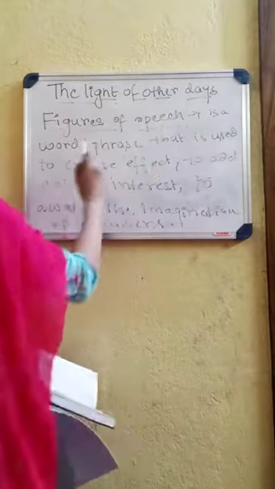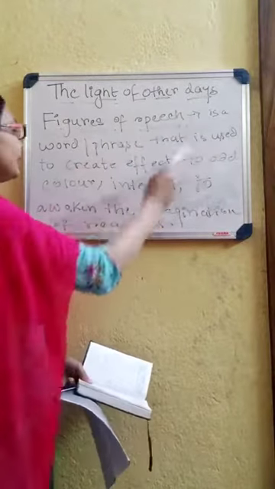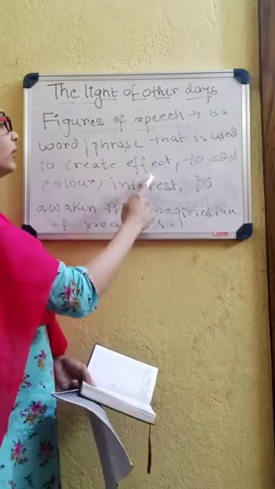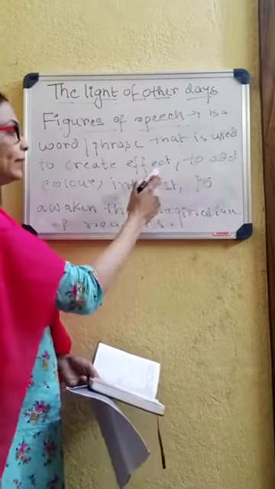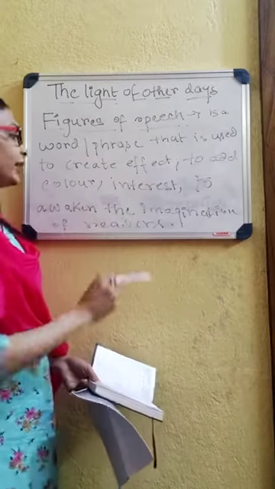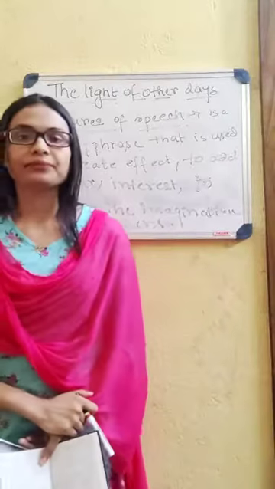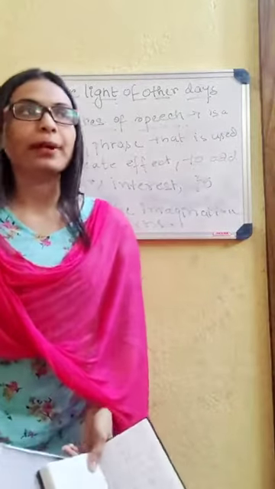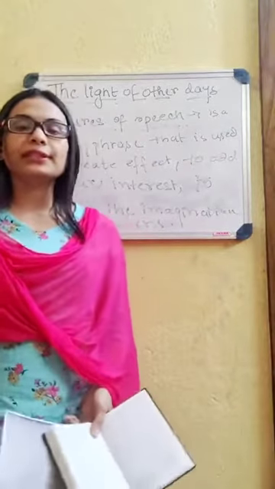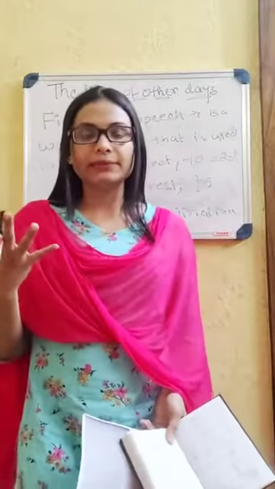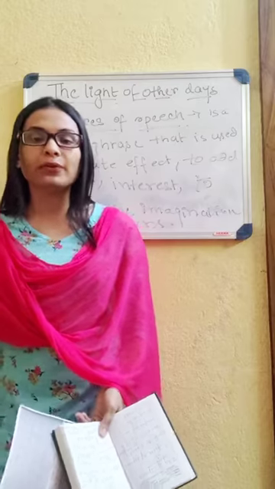A figure of speech is a word or phrase that is used to create an effect, or to give a heightened effect, to add color, interest, or to awaken the imagination of readers. So that is the purpose of using figures of speech, or we can also say poetic devices. Poetic devices means poetic. Why poetic?